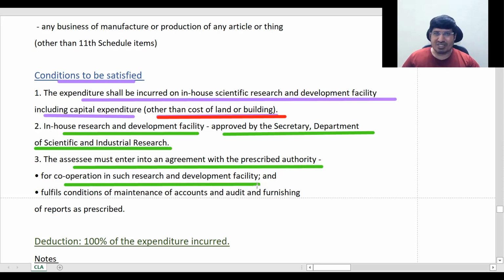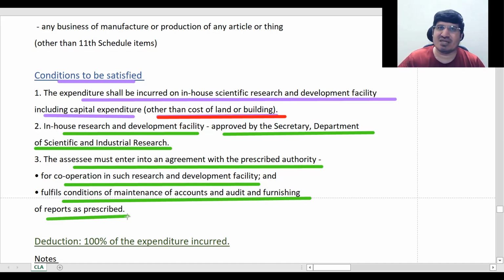So that's called cooperation. Okay, agreement for cooperation karo, then fulfills maintenance of accounts and audit and furnishing of reports as prescribed. Okay, ye to whatever audit and all you should do properly. These are all big facilities, right? So you have to do audit. Okay, so you have fulfilled conditions regarding accounts and audit. Yeah. So बस ये इतना यही conditions है, this much are the conditions for you.